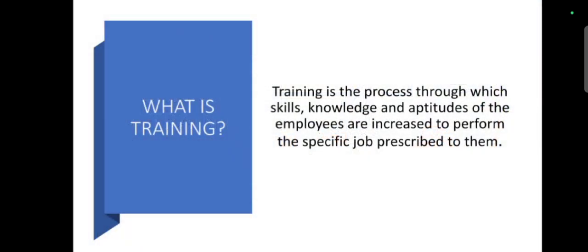So, getting started with the definition of training. Training is the process through which skills, knowledge, and aptitudes of the employees are increased to perform the specific job prescribed to them by their employer.